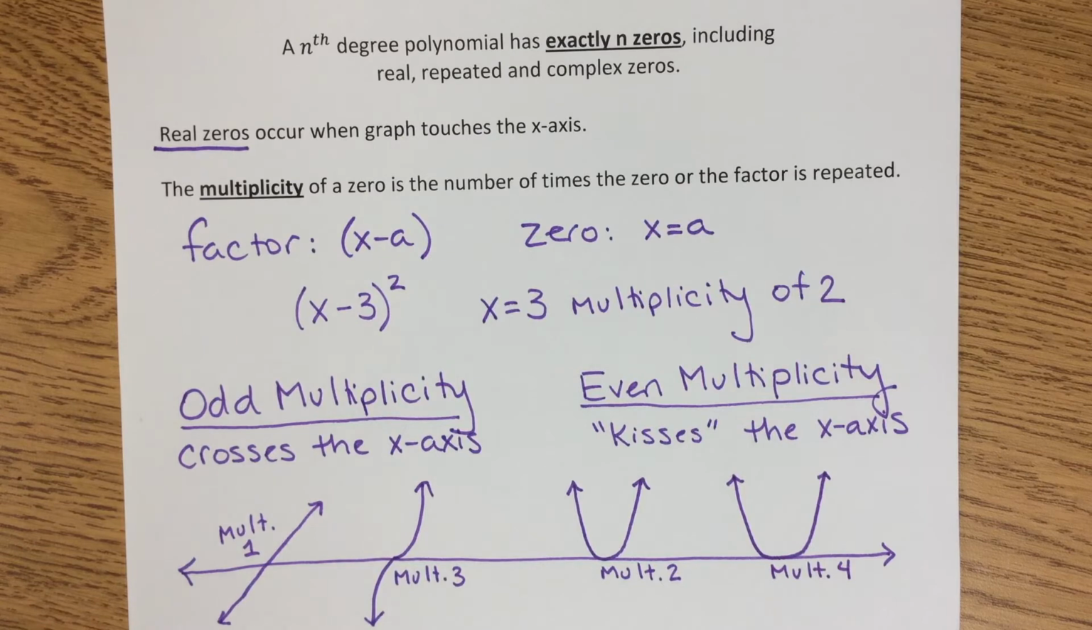So if you know the multiplicity, you can sketch the behavior of the graph around each zero. If you are looking at a graph, you should be able to make an educated guess on the multiplicity, or how often that zero occurs.